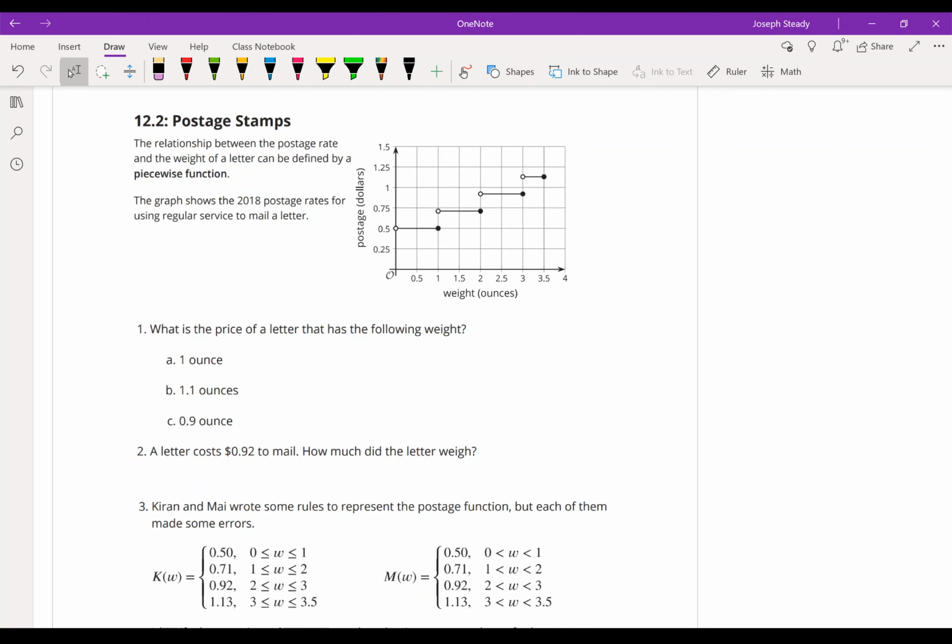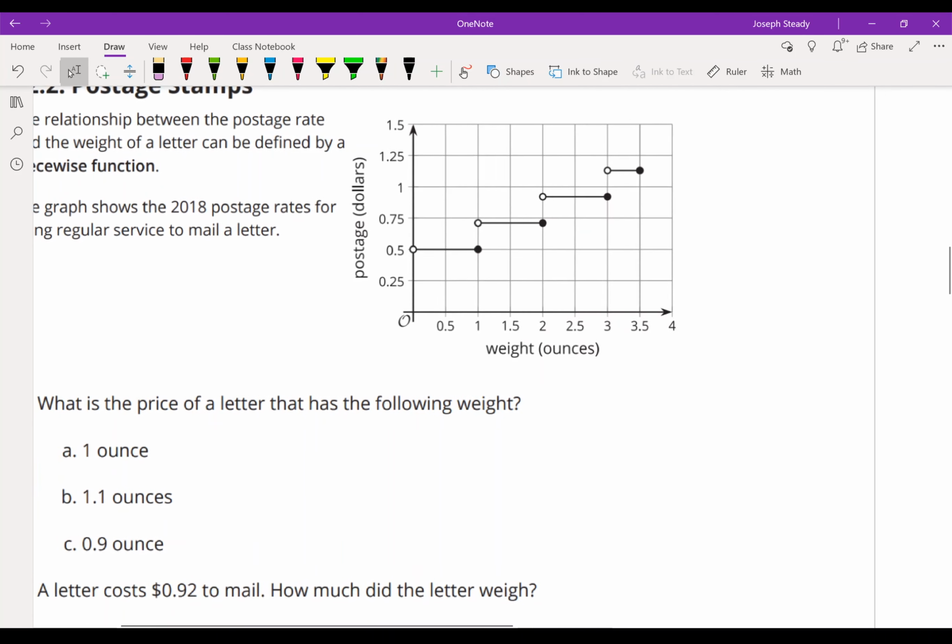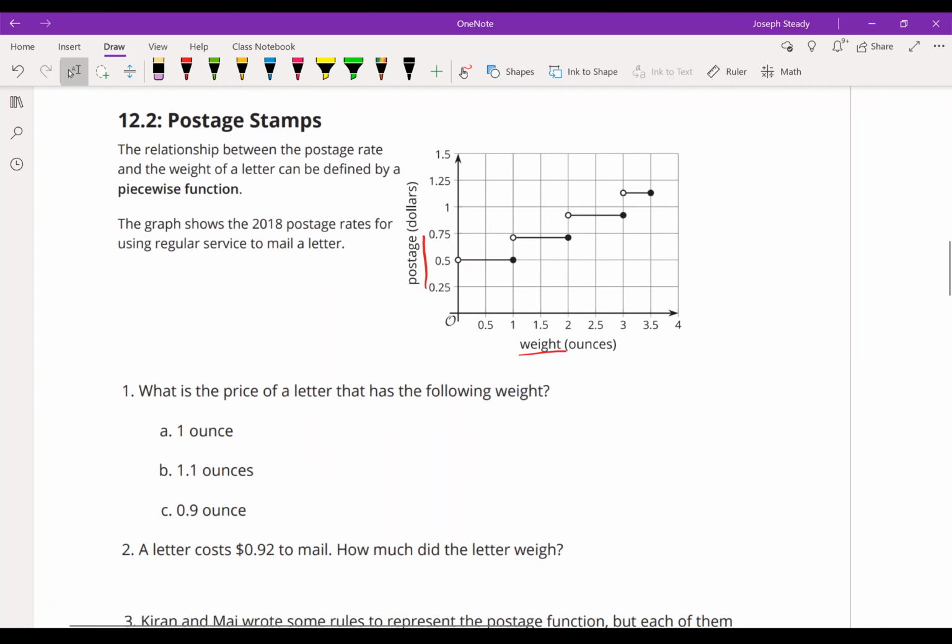In problem 12.2, we are given another piecewise function, which in this case has an output of postage, in other words, how much do we spend to send a letter, and it has an input of weight, how much the letter weighs. So it pretty much just tells you, hey, if your letter weighs this much, then you have to pay this much for the postage. Now what they want us to do here is use this piecewise function to answer a couple of questions. If our letter weighs 1 ounce, how much do we have to pay to send that letter?